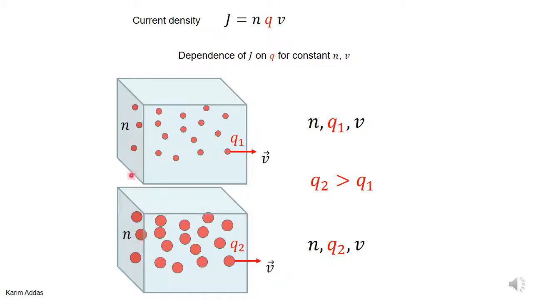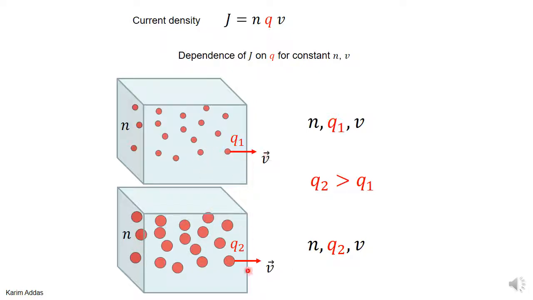Also, the current depends on the charge of each charge. That should be clear, but let's take these two examples. In both cases, they have the same n. You see here you have five charges, and here you have five charges. So the charges here and here have exactly the same density. The only difference is that I represented the amount of charge of a single charge by the size of the charge. So here it's a larger size, that means it's a larger value, and here it's smaller.